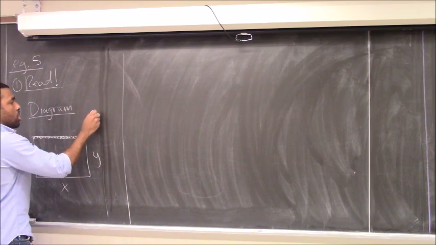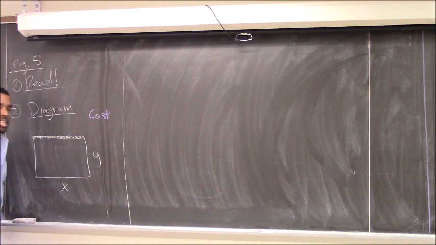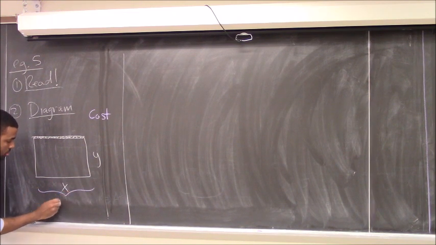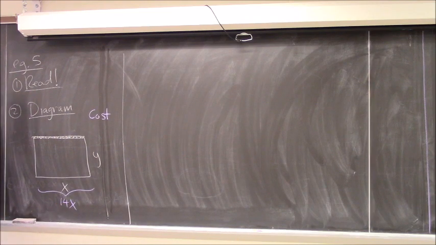Now, if I were to talk about cost here, let's actually label the cost on this diagram. What would the cost of this length be? 14x. Wait, it's 28x. Oh no, okay. This is 14x that would be the cost. It's $14. That's what it said, right? $14 per running foot for these 3 sides of the redwood fencing.